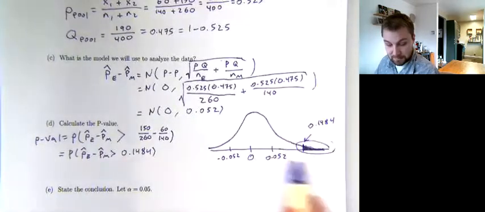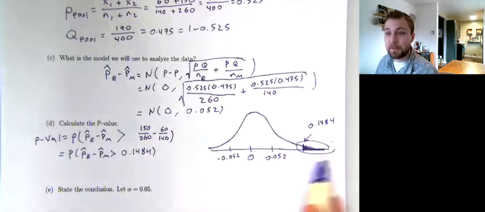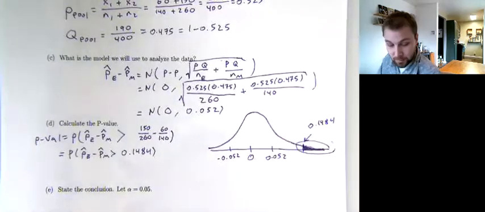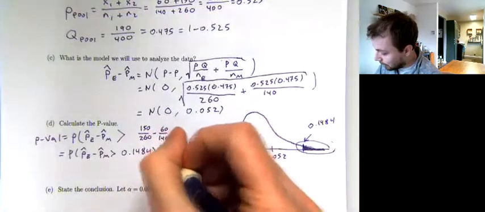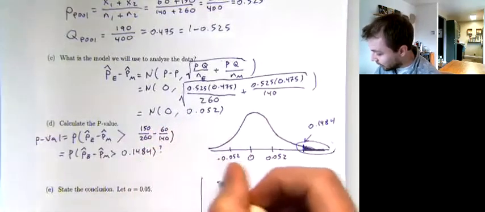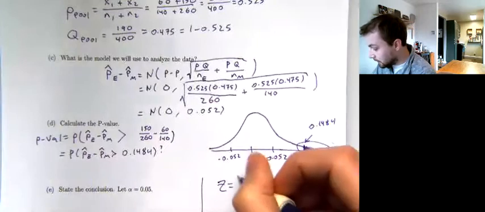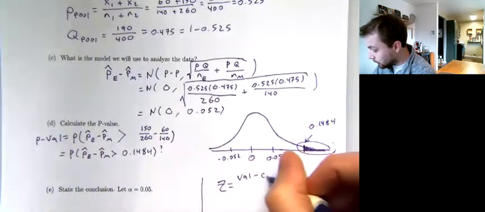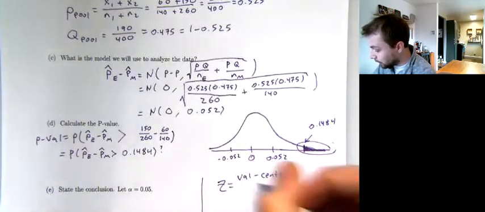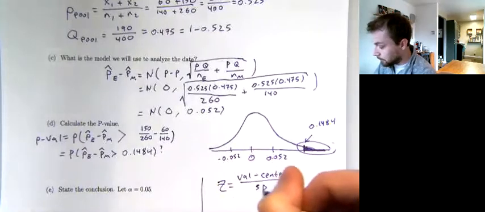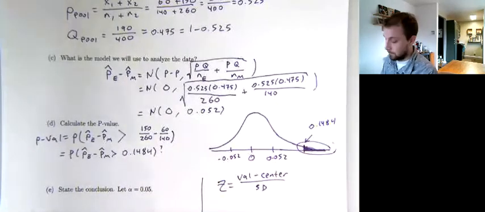And already I can see this is going to be a really, really small tail. I'm going to have a small p-value. I'm still going to go through the steps like normal. So next thing I'm going to do here is I'm going to find my z-score. And z-score is always and forever my value minus the center of my model divided by my standard deviation.